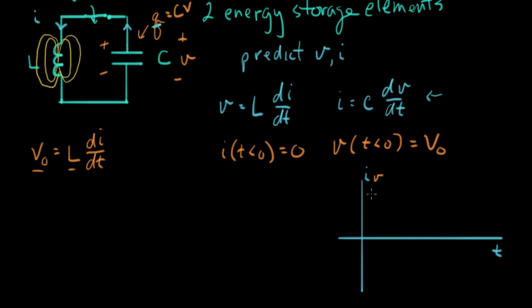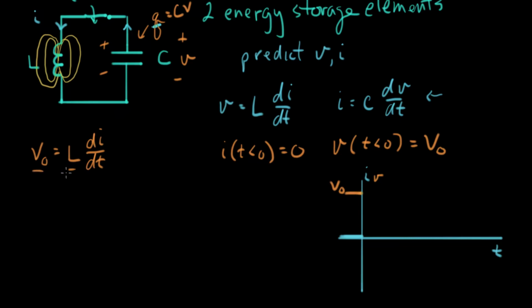So let's go back and check. What was our voltage when we started? Our voltage was V0 when the switch closed. So we'll mark that out. And what was the current when we started? The current was 0. So here's a 0 current down here. And now we're going to sketch in what we think happens right after the switch closes.